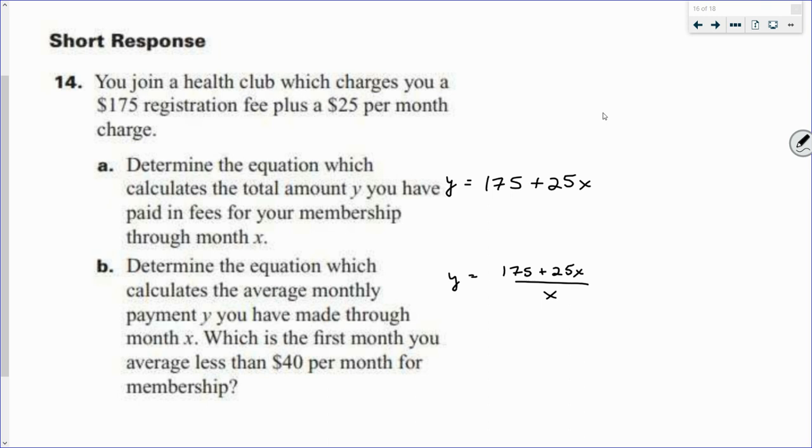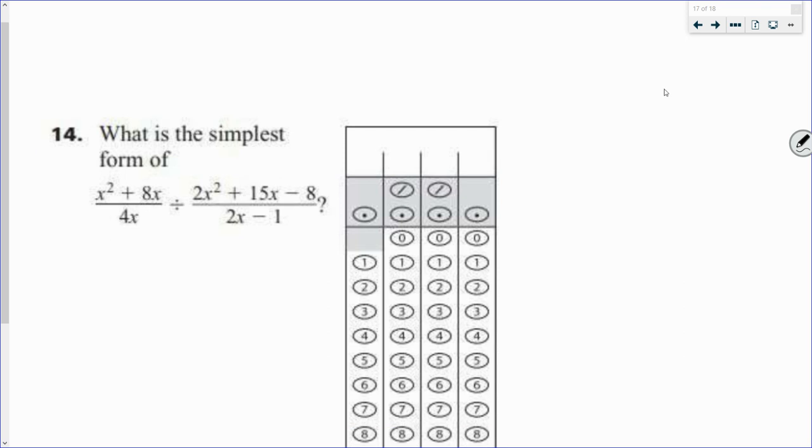So if we set this whole thing equal to 40, I'll multiply the x over and get 40x equals 175 plus 25x. We did this clear back on the first quiz. These kind of things, average cost functions. I won't worry about rounding. Pretty straightforward if you can get through the paragraph. All right.